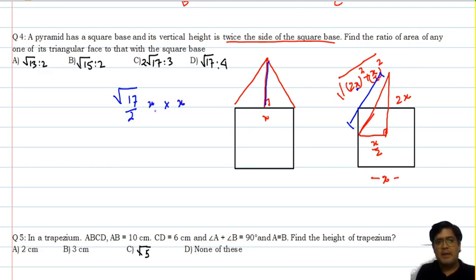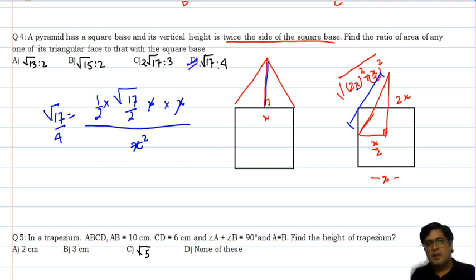Height multiplied by base multiplied by half is the area of the triangular surface, divided by the area of the square base. That was the question. X square cancelled. You have root 17 by 4. Answer option D.